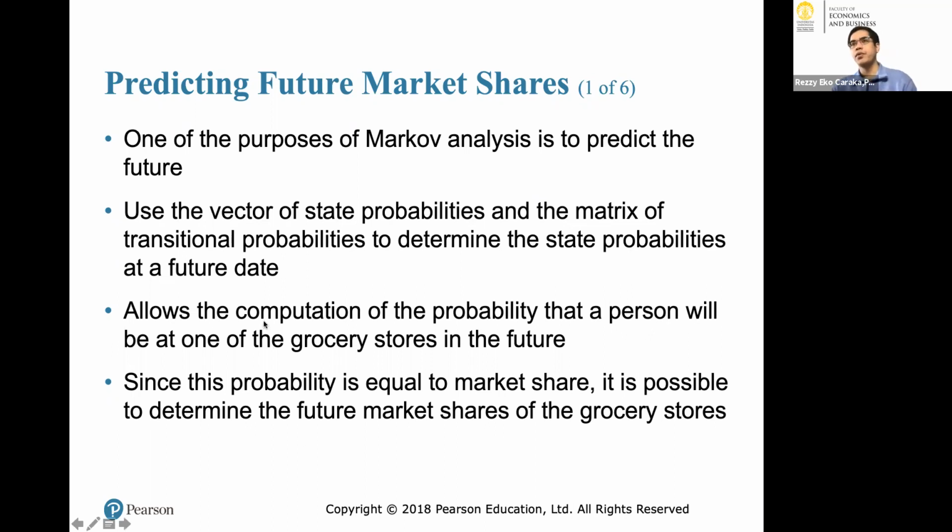If you are interested in learning more detail about data science or machine learning, it is about how we can get the best framework or methods to measure the computations until we get a high accuracy. It depends on what type of computation you measure for every probability. The last point: because the probability is equal to market share, it is possible to determine the future market shares of the grocery stores. That's why every state space should be independent. These are the basic assumptions in the Markov chain.